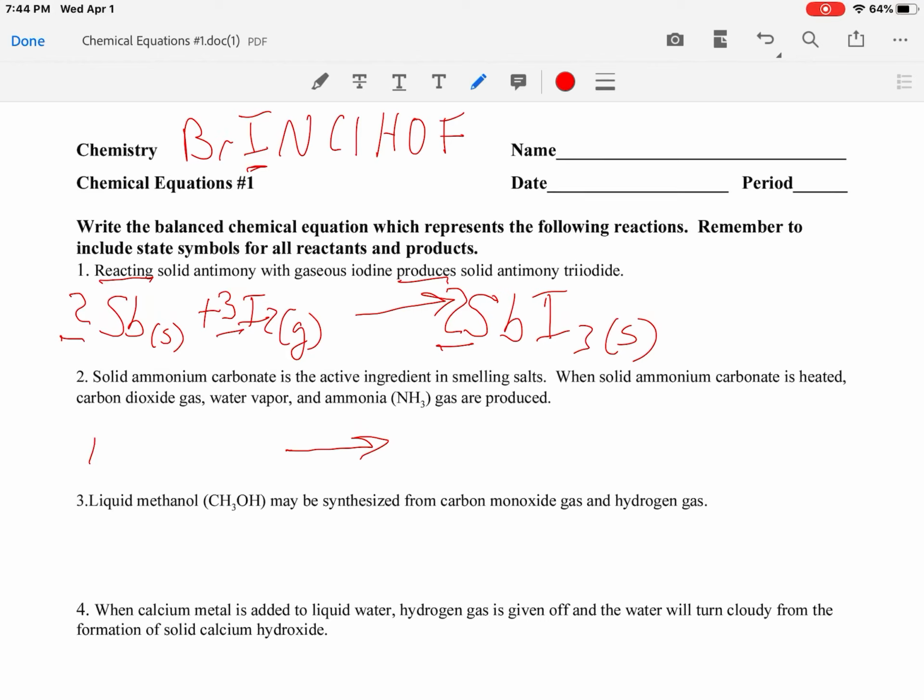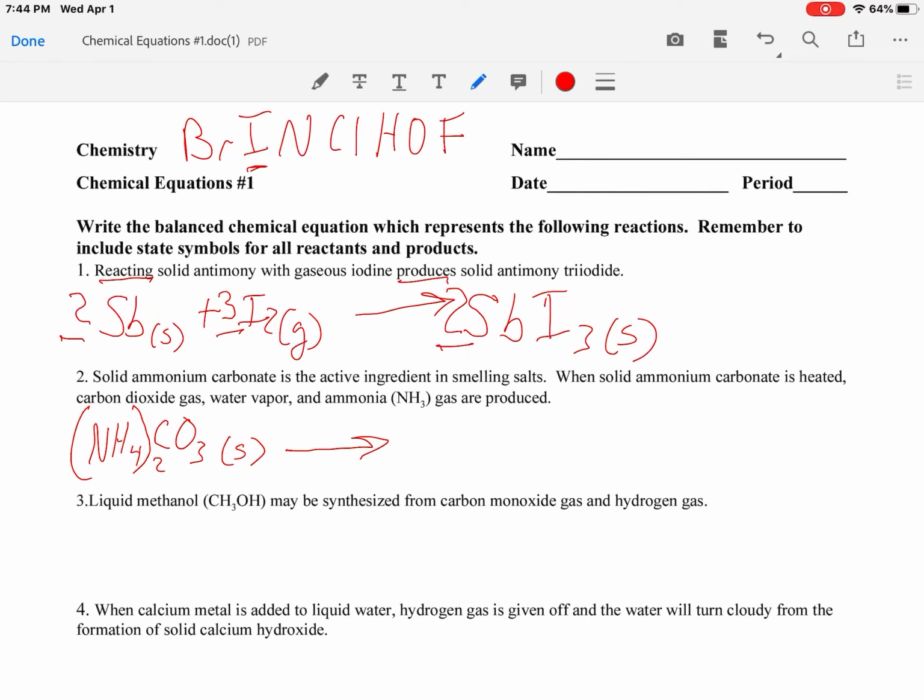So ammonium carbonate: ammonium is one of those polyatomic ions. It's the only one on our list that's positive, and it is a +1. And carbonate, CO3, another polyatomic ion, is a -2. And so that means we need 2 of those +1s, which means we need to put parentheses around this and put a 2 right there. And it also tells us that it is solid.